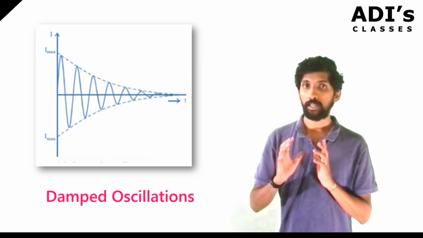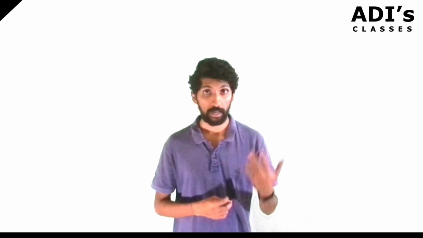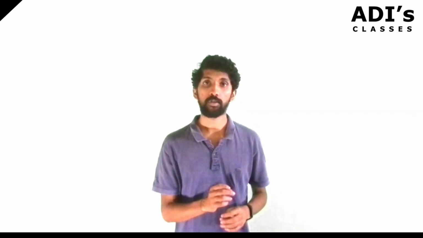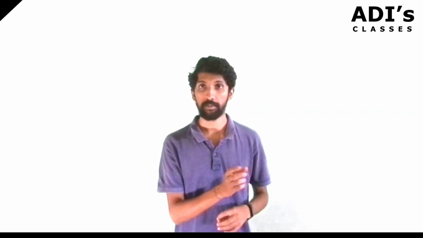So we looked at what LC oscillation is and how it happens, correct? Now you will be learning how to derive, meaning a mathematical treatment for the same LC oscillation.